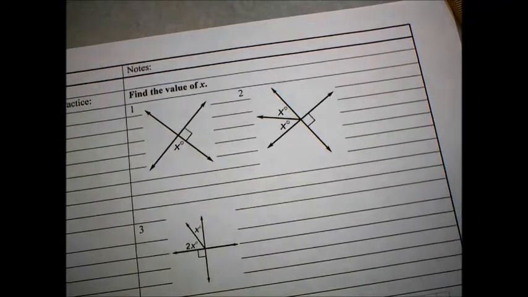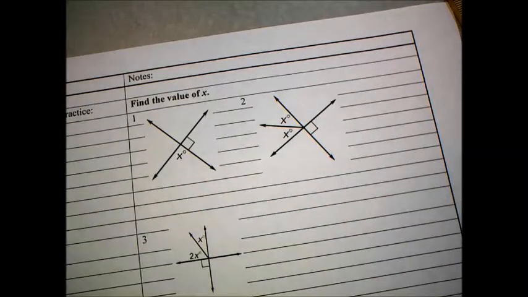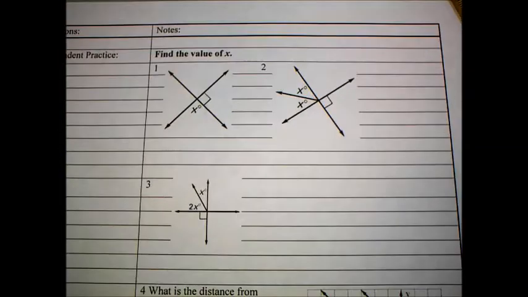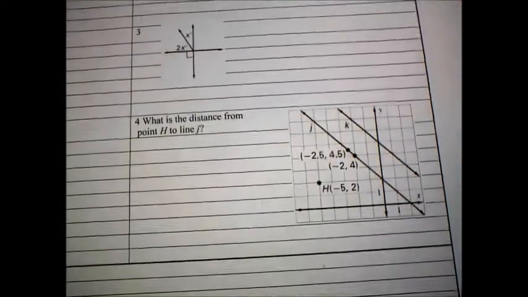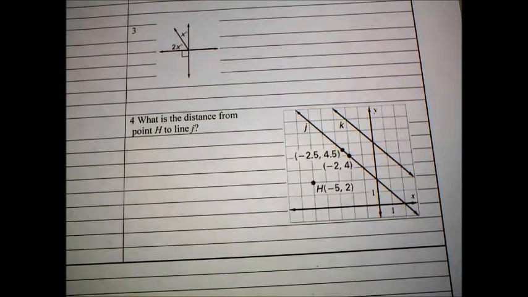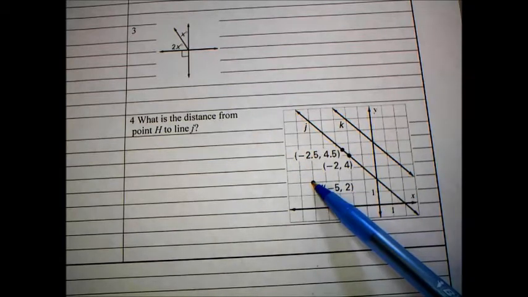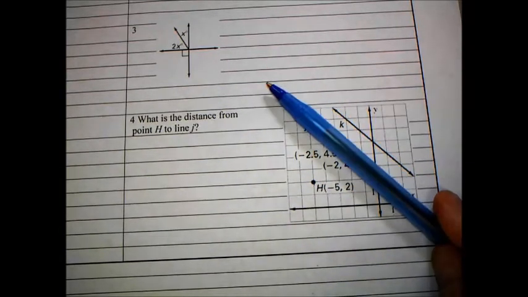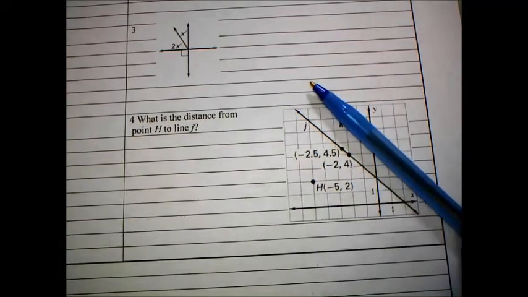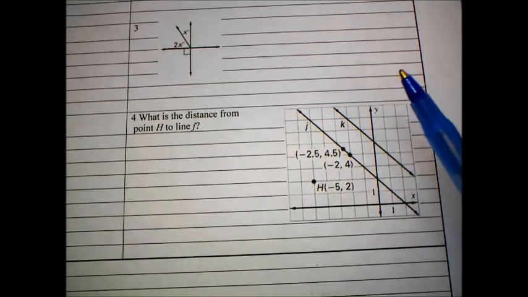Here are your independent practice problems for you to work on. The first three are like my first example, which look pretty basic and simple. Then you have number 4, where I'm just having you tell me the distance from H to line J right here. H to J, so we don't need K for this problem. Alright, work those problems and make sure you enter your summary, and you'll be done for this chapter.